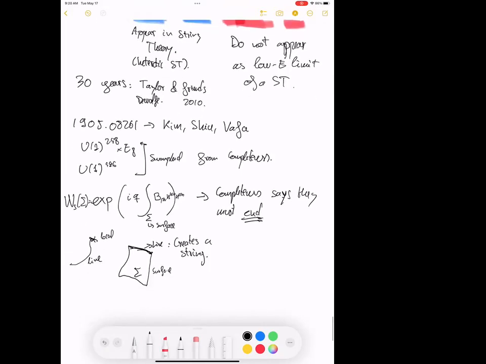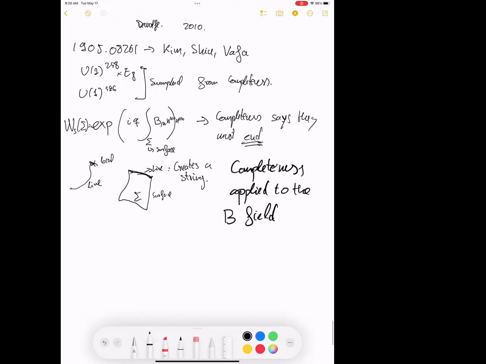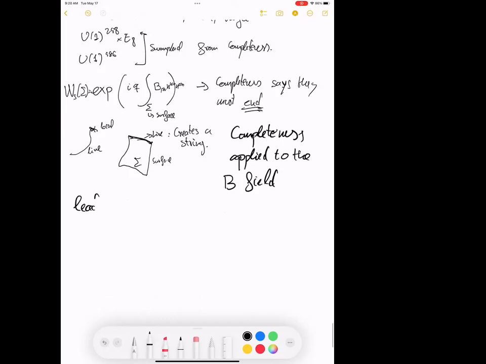Okay? So bottom line here is that the completeness principle, let me just write this big because it's important: completeness applied to the B field leads to the existence of strings. Okay.